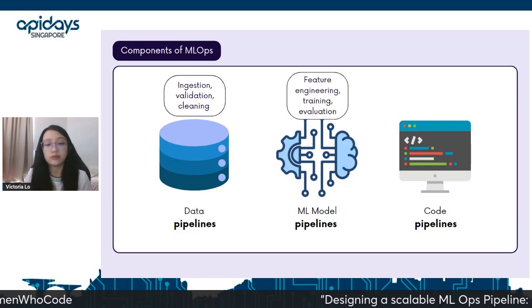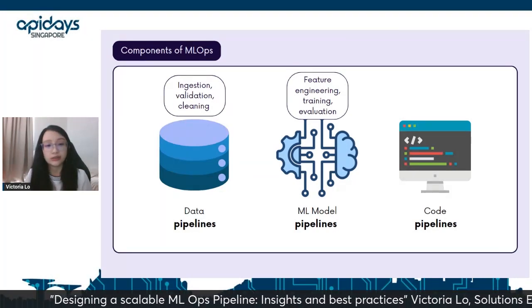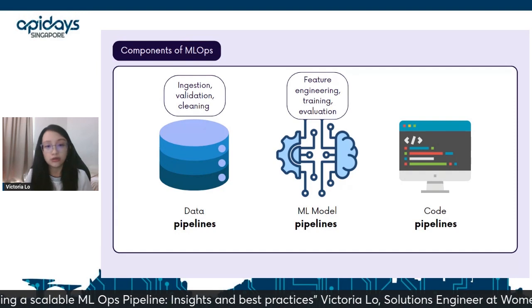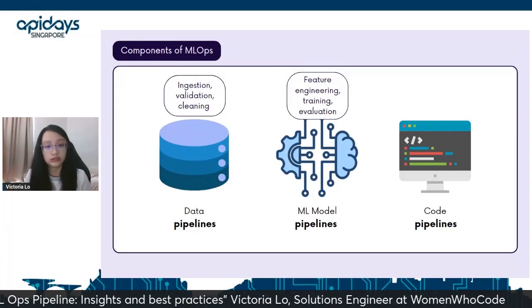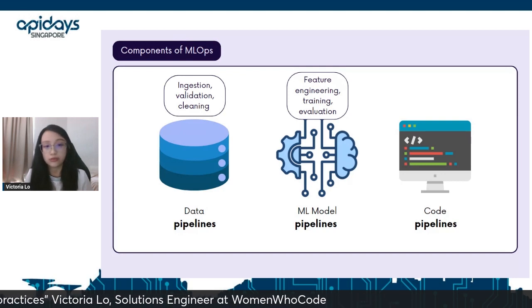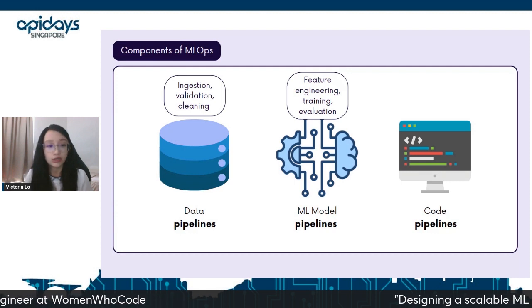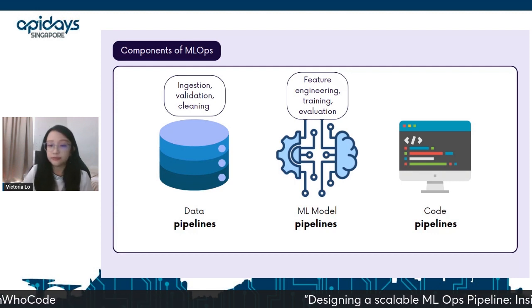And then we would have the machine learning model pipeline. This pipeline would do feature engineering, so basically setting the parameters needed to train the model. Next is the training process itself. We would automate the training of this model, and then evaluation. So basically finding out the metrics of the model, how accurate it is, its precision, and all that.